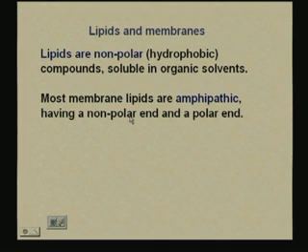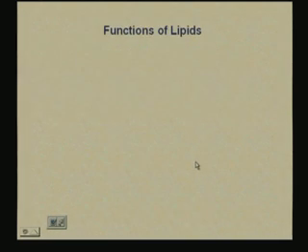Now, the membrane lipids that we talk about are what are called amphipathic in nature. What do we mean by amphipathic? It means that it has a non-polar end and a polar end to it. Now, the non-polar end arises due to definite chemical moieties, definite groups, and the polar end again arises due to some other groups that are present.